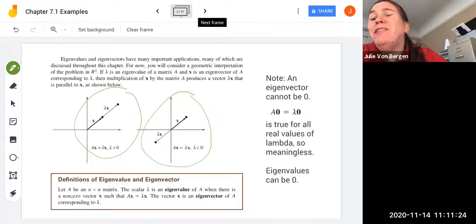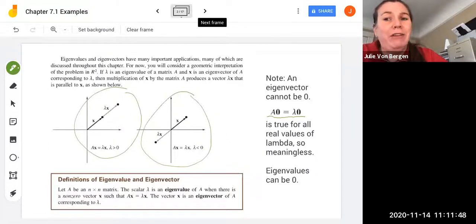An important note is that the eigenvector cannot be 0. Saying matrix A times a 0 vector equals lambda times a 0 vector is true for all real values of lambda, so an eigenvector being the 0 vector is really meaningless. Eigenvalues, the lambdas, can be 0, but we don't ever use 0 vectors as eigenvectors.